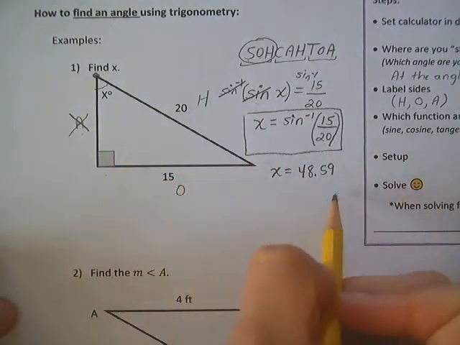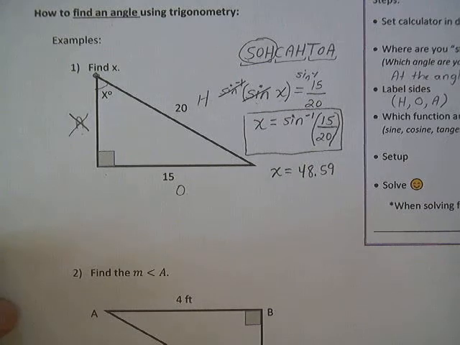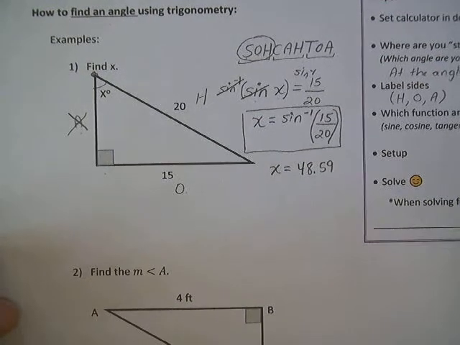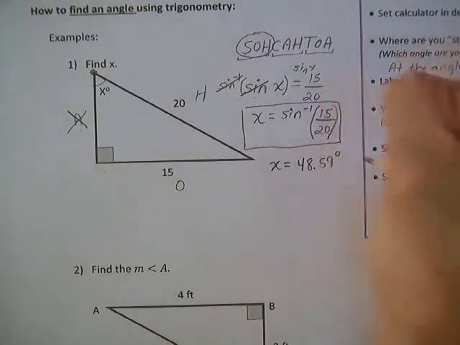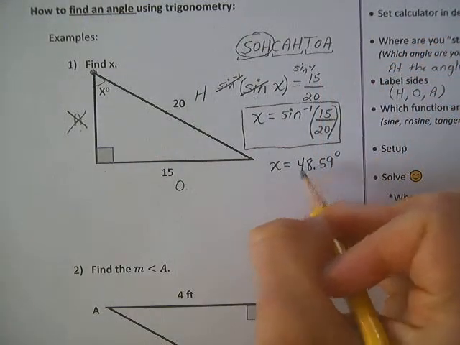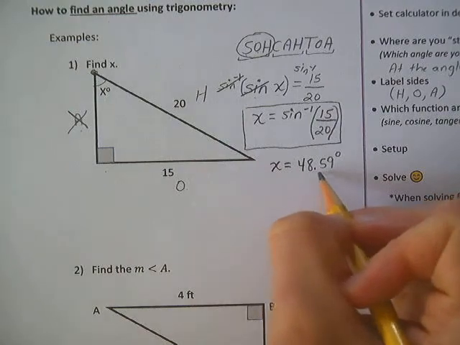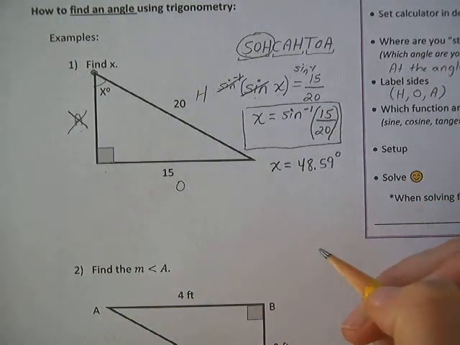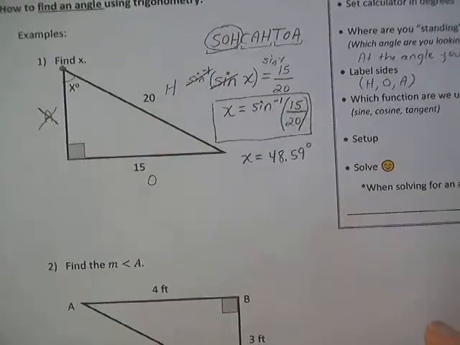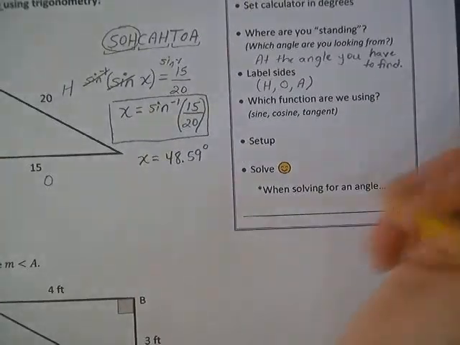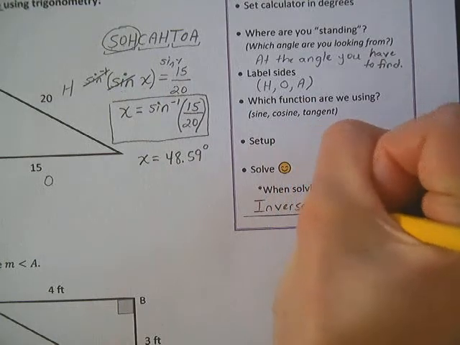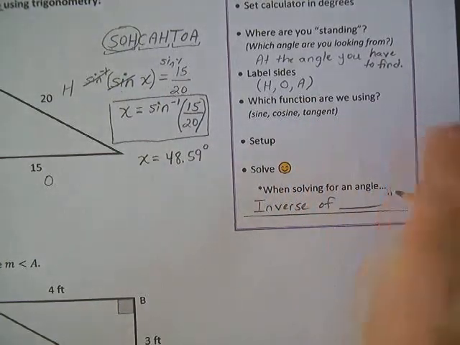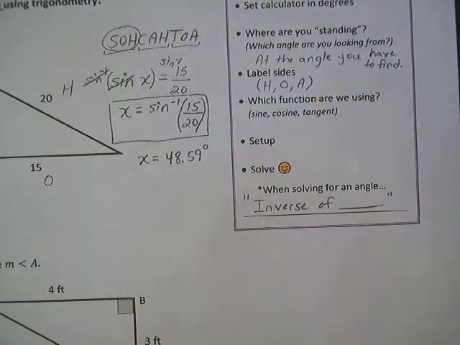And now the thing you need to remember is we are actually finding the angle here. All right. So this is not the length of a side like what we were doing yesterday. This is actually the angle, which is a degree. And so that means that the measure of this angle would be about 48.59 degrees. All right. So when solving for an angle, the thing you have to remember is you have to do the inverse of whichever function you're using. So I'm just going to put a little blank for that function.